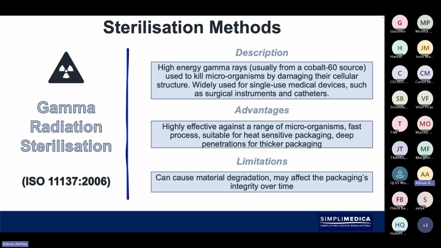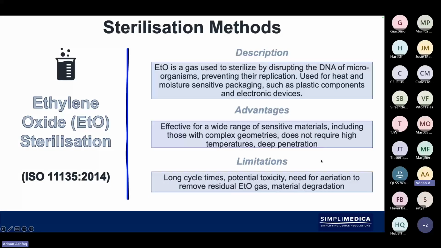Limitations are that it can cause material degradation, and may affect the packaging's integrity over time. And also, if you've got a cobalt facility, there are also risks to humans because of gamma radiation. So there's lots of things to consider in packaging, whether it's something that you should really go down the path of. So there are different considerations, advantages and limitations to think about.